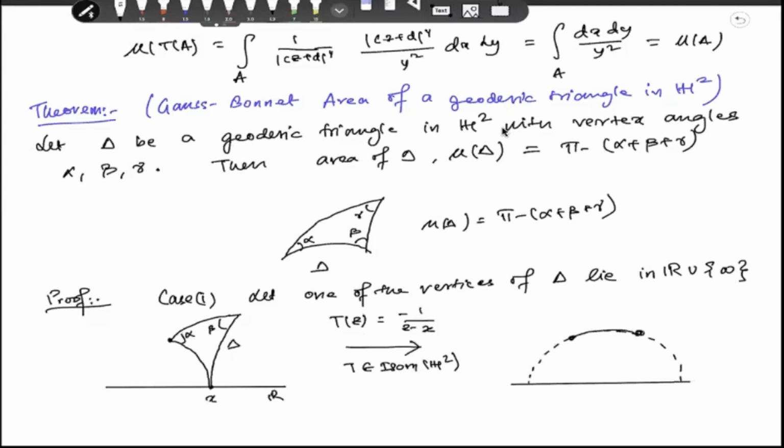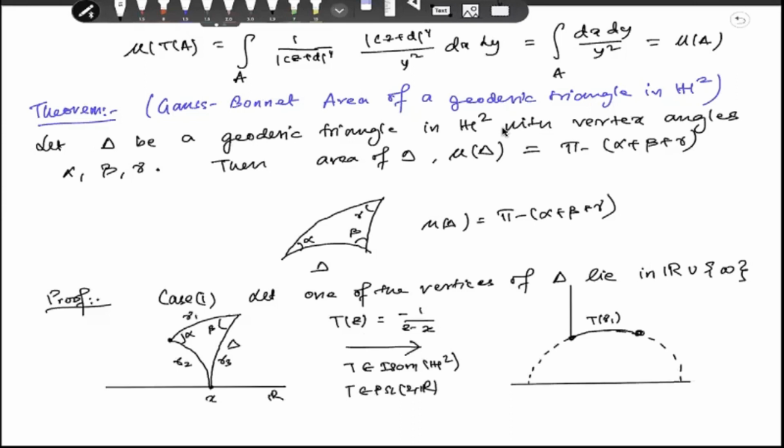T of x goes to infinity. And this map T is an element of PSL(2,R) also, so it is a conformal map and it will preserve the angles. If I name the geodesics of the earlier triangle by gamma 1, gamma 2, and gamma 3, this is my T of gamma 1. T of gamma 2 will be a vertical line, because T of x is going to infinity.